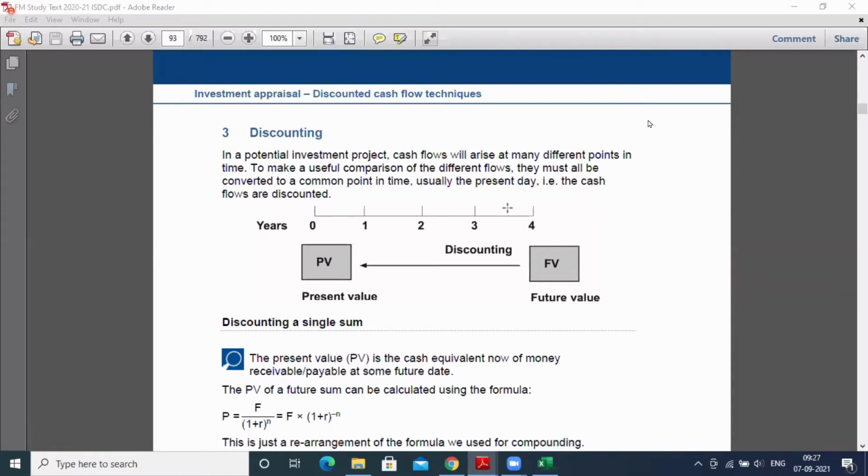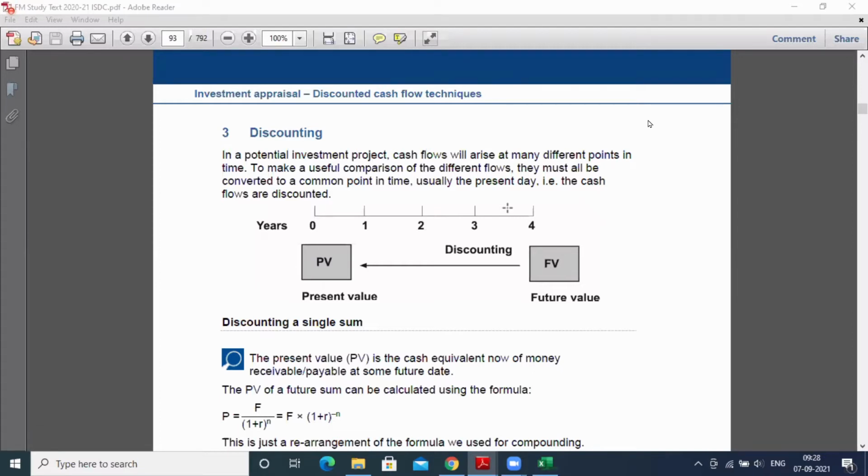So here you can see 0. Always remember, 0 is nothing but the point at which we started our investment. If I invested in January 2021, then that is considered the 0 point. And the first year means when my project gives the first cash flow. Suppose I am expecting my first cash flow in January 2022, that will be my first year. And the next year, January 2023. So it means the future value. Suppose I am expecting 50,000 in January 2023, what is its present value?